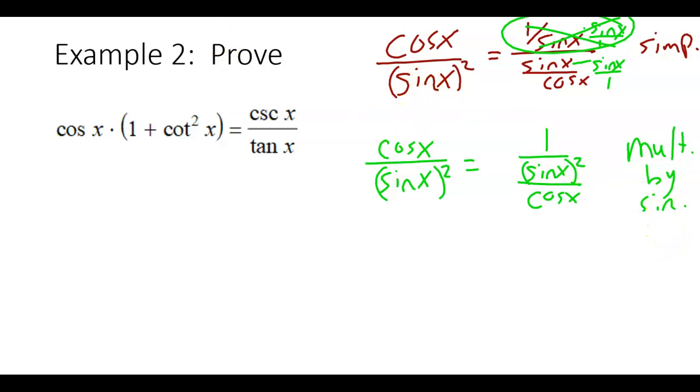Now what do I do? So now I want to get rid of this little cosine here in the bottom. So I'm going to multiply the top and the bottom of my big old fraction by cosine. Okay, so let's see where that gets me.